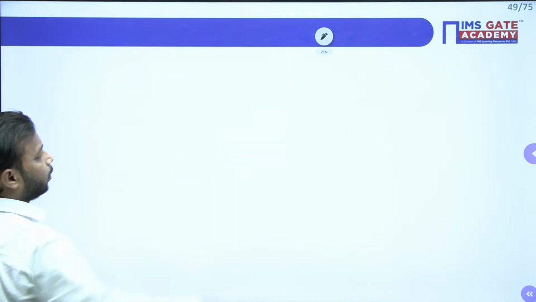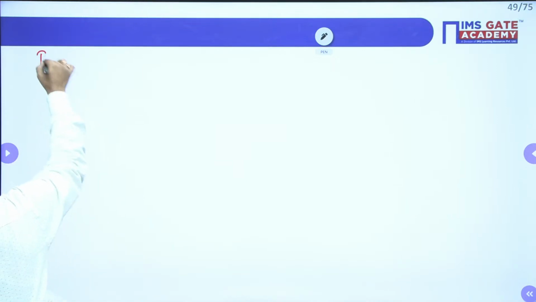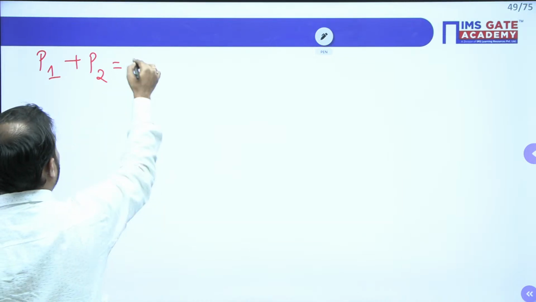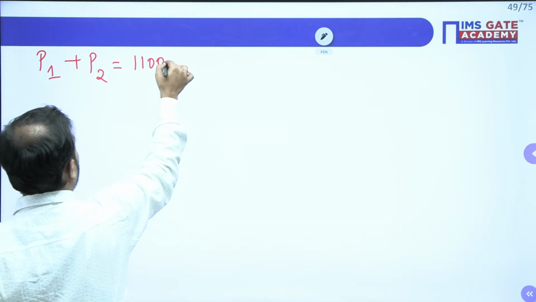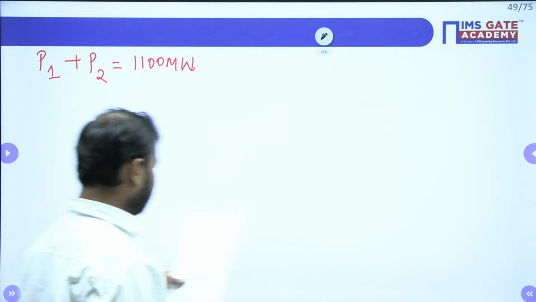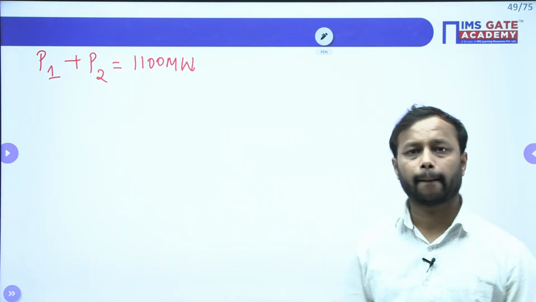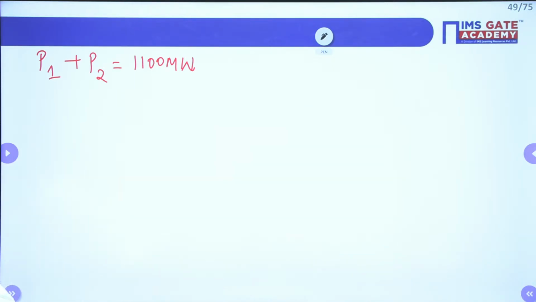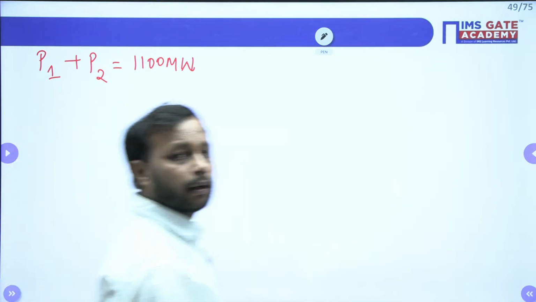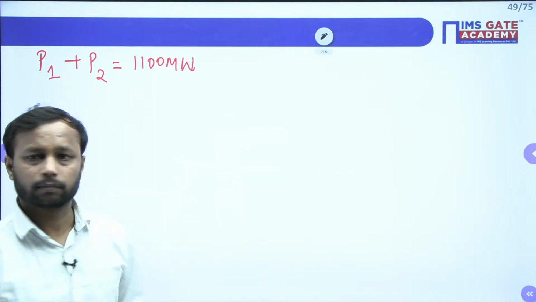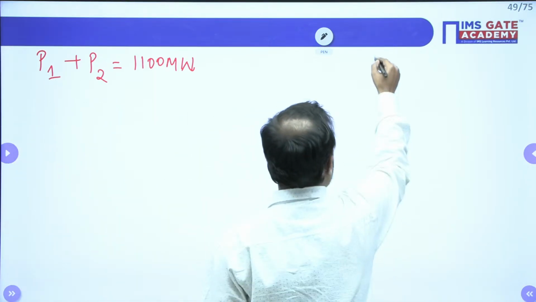Now what next? We have one piece of information given in the question: P1 plus P2 is equal to 1100 megawatt. This is given in the question, na? Yeah, P1 and P2, this is given in the question. Clear? Now what is this F1?